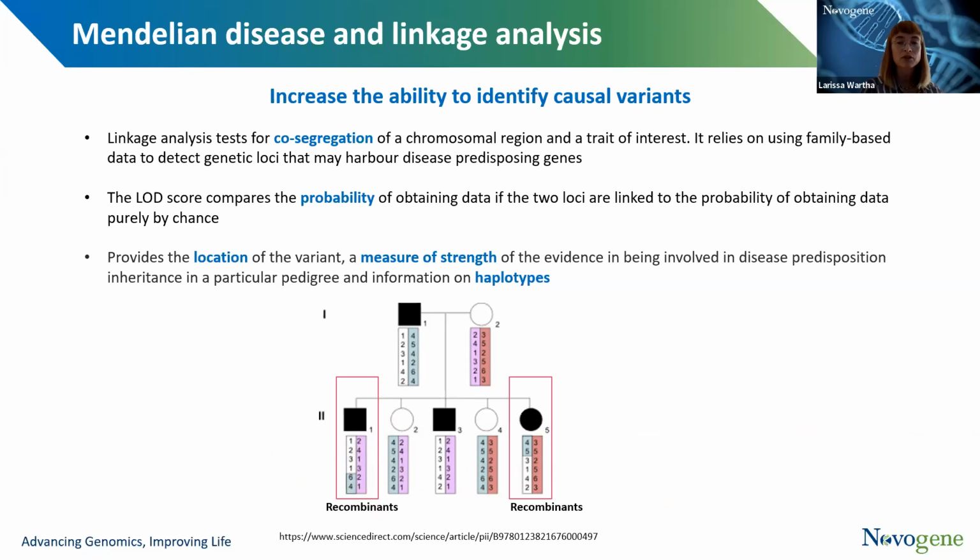So linkage analysis can provide you the location of the variant. It can be a measure of strength of the evidence in being involved in disease predisposition inherited in a particular pedigree, and it gives you information on haplotypes. And as already pointed out on the previous slide, dominant disorders may reveal many candidate variants. So if you can actually delimit the region of interest by linkage, the location with respect to the linkage interval can help you to reduce the number of candidate variants to a more manageable size. And at Novogene, we offer a non-parametric linkage analysis based on called single nucleotide variants and single nucleotide polymorphisms.